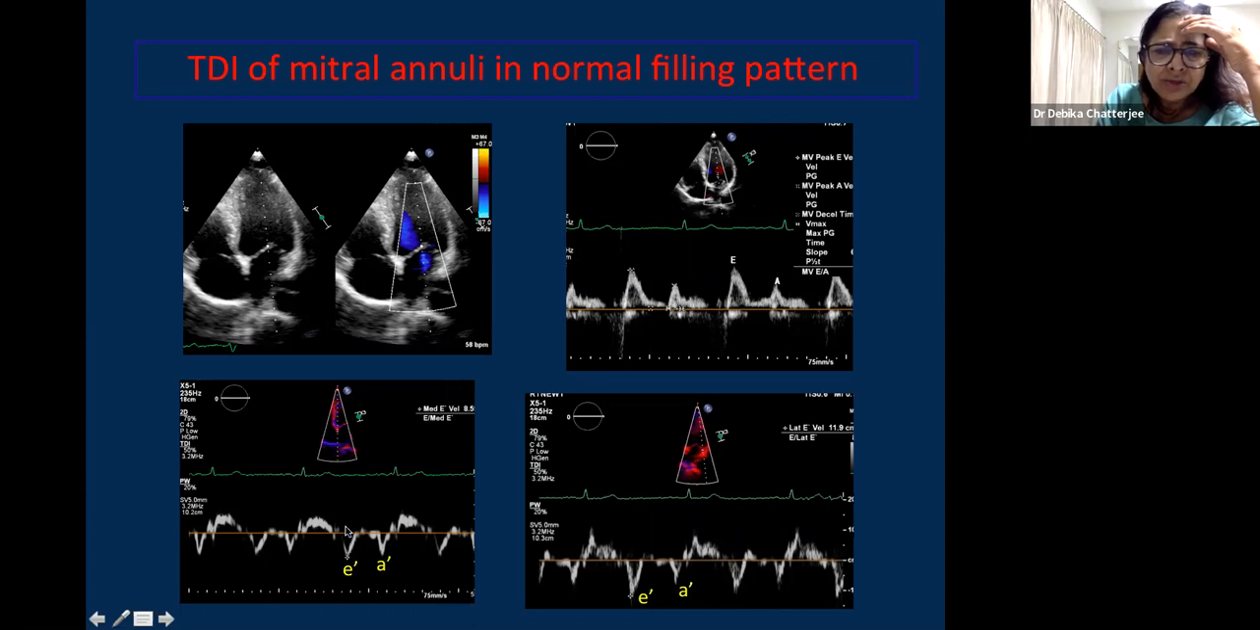So also in the tissue Doppler, E prime is more than the A prime in the septal annulus, as well as at the lateral annulus. E prime is bigger than the A prime.